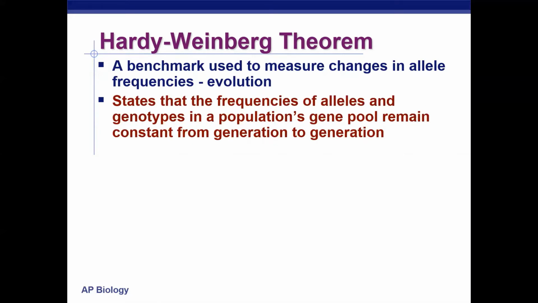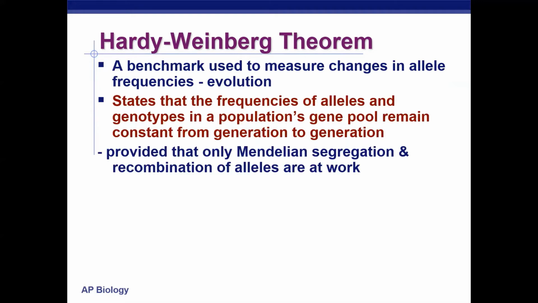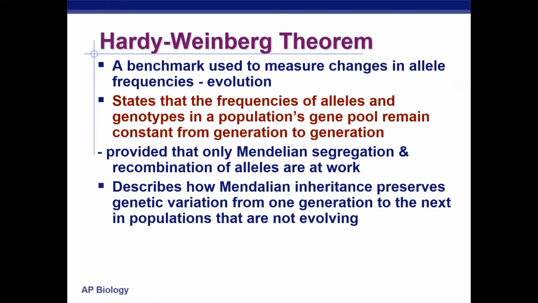Now, their theorem, it's going to be a little bit confusing, but hang in there, states that the frequencies of alleles and genotypes in a population's gene pool remain constant from generation to generation, provided only that Mendelian segregation and recombination of alleles are at work. So this theorem is almost just saying that allele frequencies and genotype frequencies should remain the same, provided that only Mendelian segregation and recombination of alleles are at work, along with some other conditions that we're going to talk about. So when we look at this, we know a little bit about Mendel.